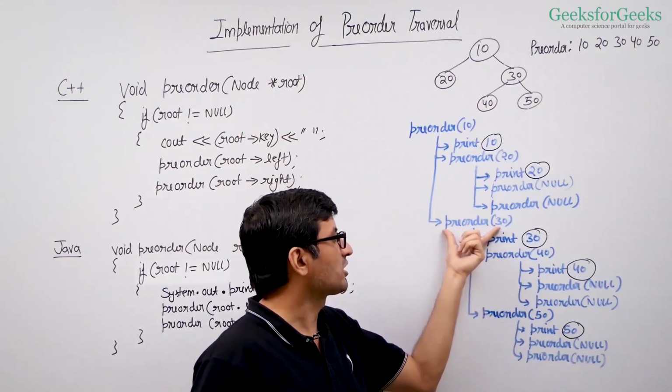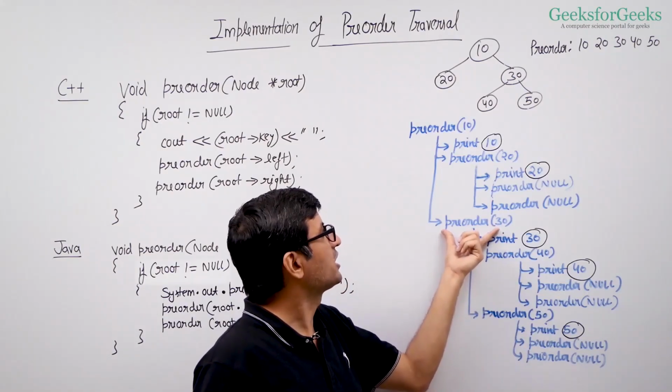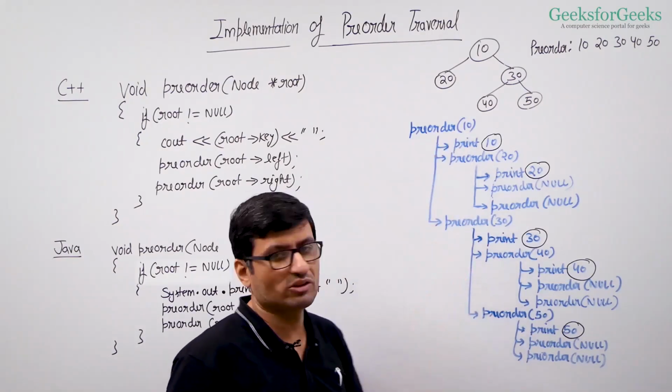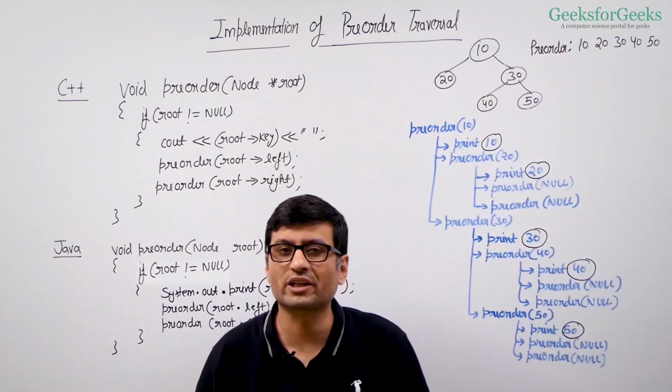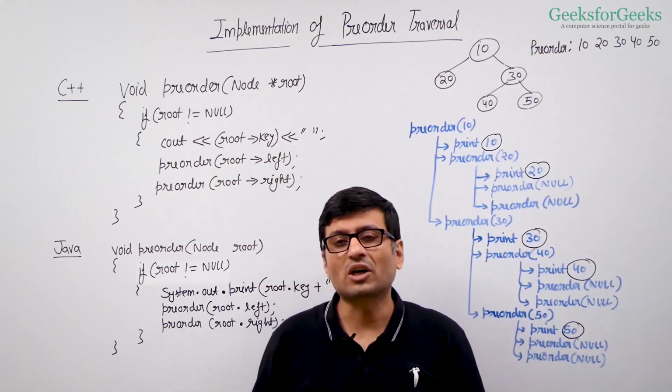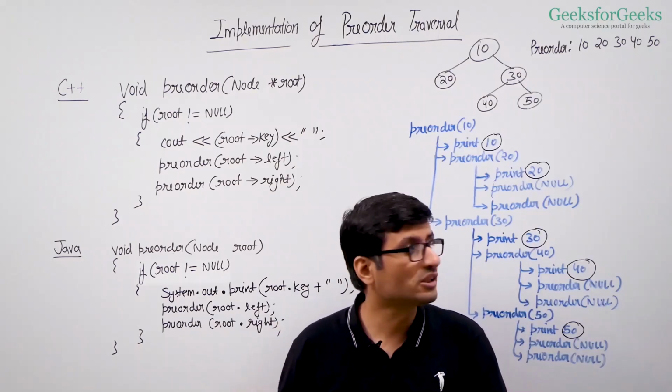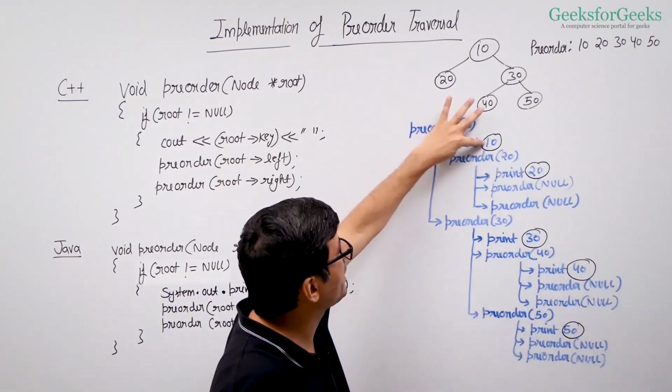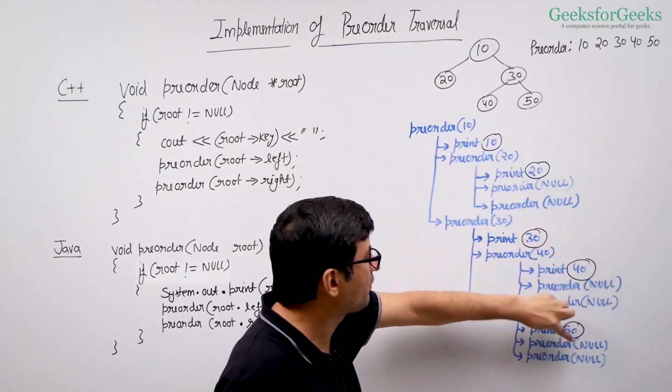So pre-order 30 is finished. And when pre-order 30 is finished, then pre-order 10 is also finished, because the right child is the last thing that every recursion is doing. So this is how this recursion works. This is how you get this output on the screen: 10, 20, 30, 40 and 50.